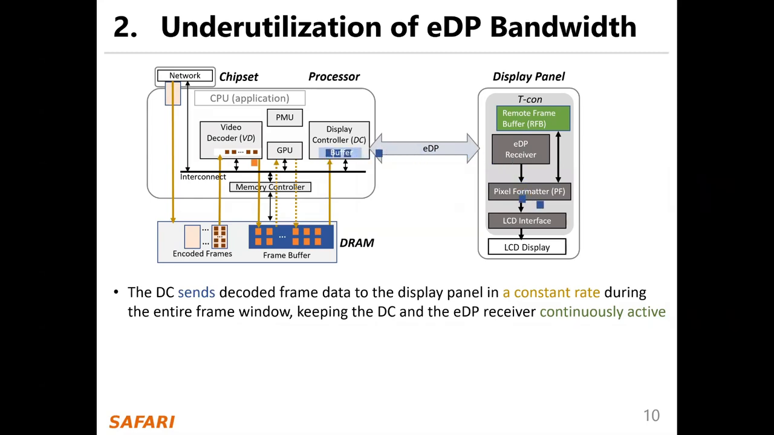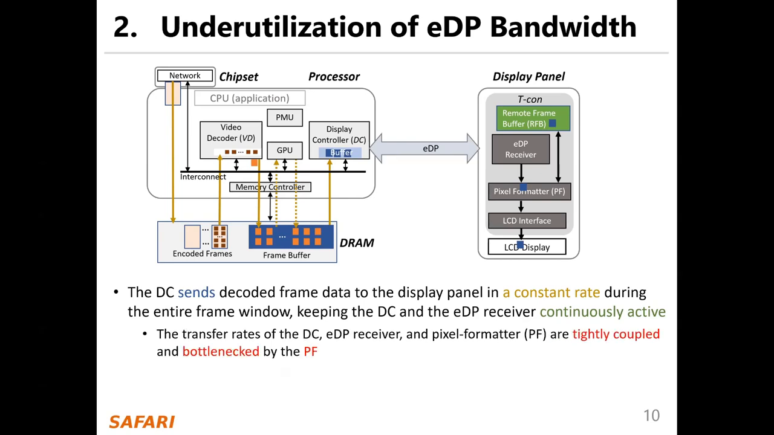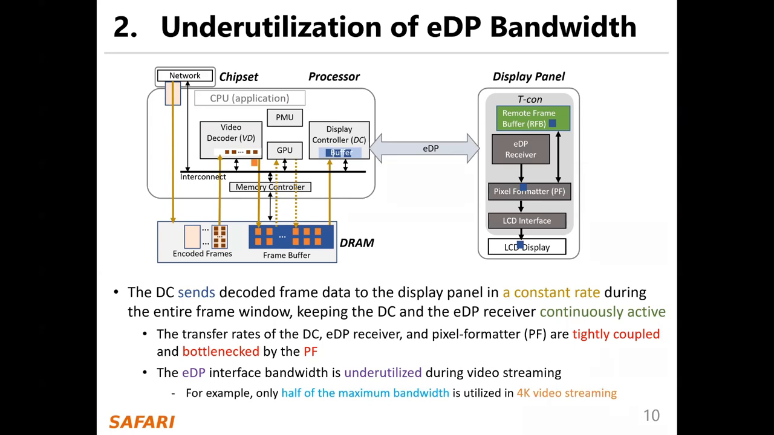The DC sends decoded frame data to the display panel at a constant rate during the entire frame window, keeping the DC and the eDP receiver continuously active. The transfer rates of the DC, eDP receiver and pixel formatter are tightly coupled and bottlenecked by the pixel formatter. The video interface bandwidth is underutilized during the video streaming. For example, only half of the maximum bandwidth is utilized in 4K video streaming.